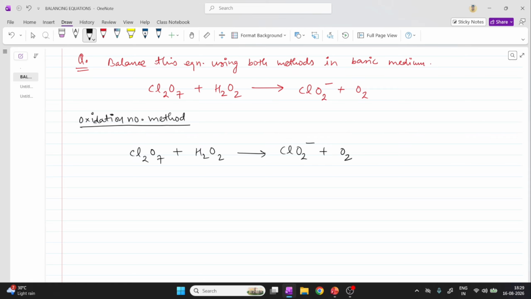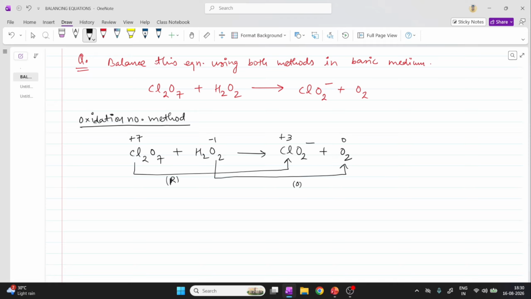Now just find the oxidation state. This is 7 twos are 14, so this chlorine is present in +7, and oxygen is in peroxide, so it is -1. In this case 2 twos are 4 and this is -1, so chlorine is present in +3, and here it is elemental oxygen, so the oxidation state is 0. Now chlorine is moving from +7 to +3. That means this is reduction, and this oxygen is moving from -1 to 0. So this is an increase. That means oxidation.